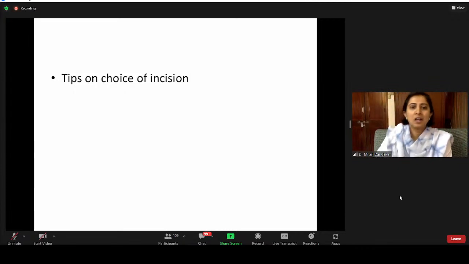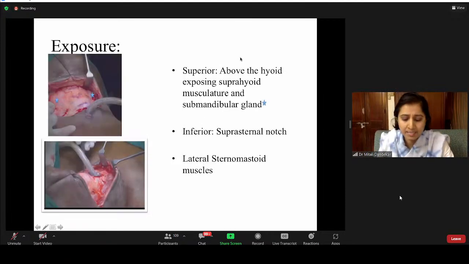Okay. So then moving on, after the incision is made, exposure superiorly would be above the hyoid bone to expose the suprahyoid musculature. Typically, when the submandibular glands are well exposed, it is considered to be adequate. Inferiorly, the suprasternal notch, and laterally, the sternocleidomastoid muscles must be clearly visible.